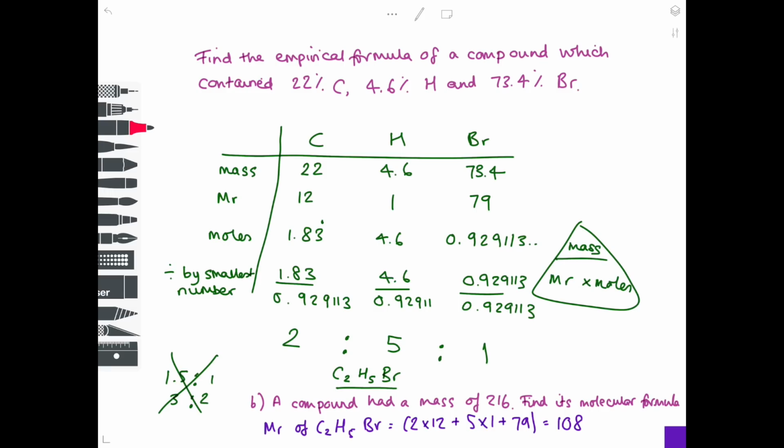So the compound you've been given must therefore have a molecular formula which is just twice that of the empirical formula. So the actual final answer here is just C4H10Br2. If the MR of your empirical formula had been the same number, which is 216, then your answer would just have been the empirical formula, which is C2H5Br.